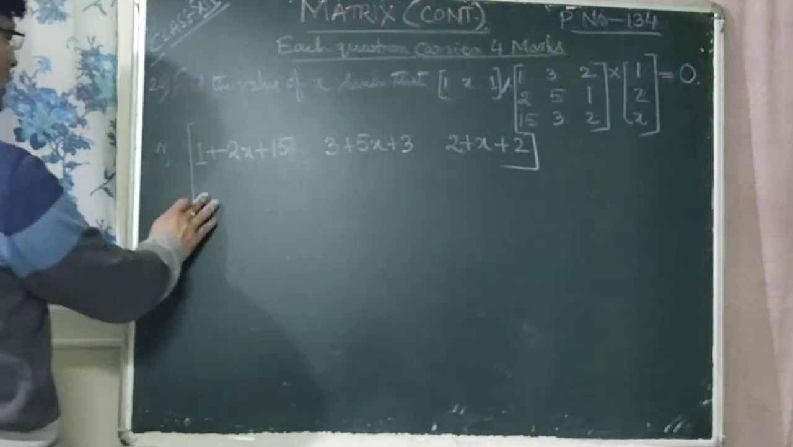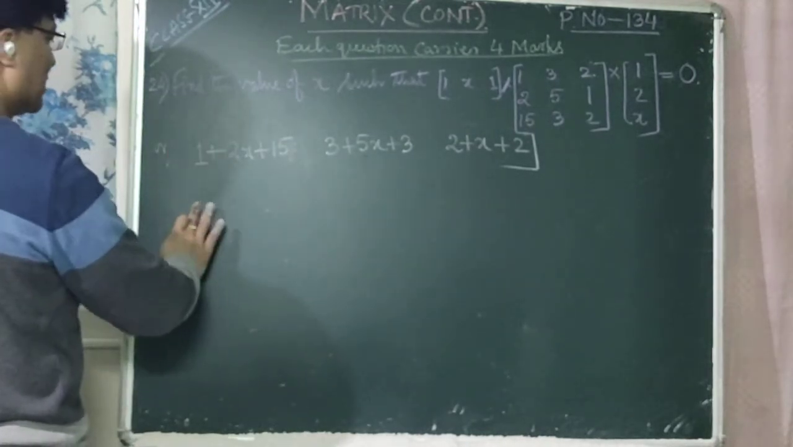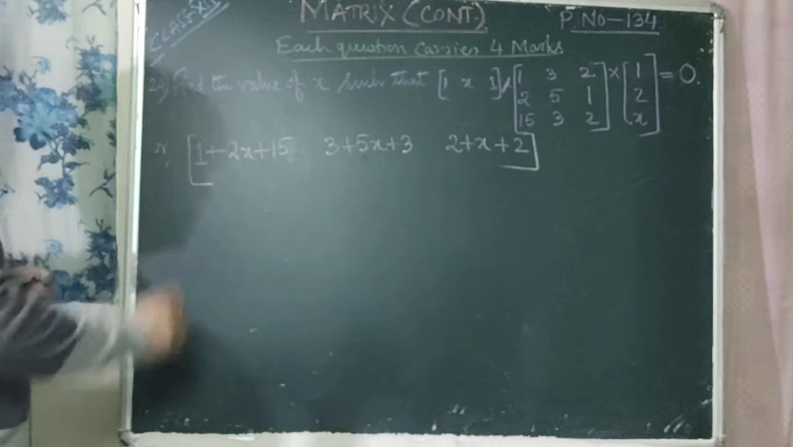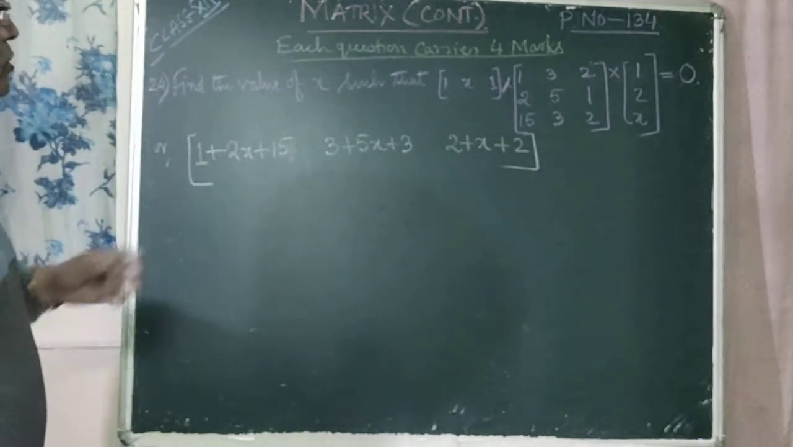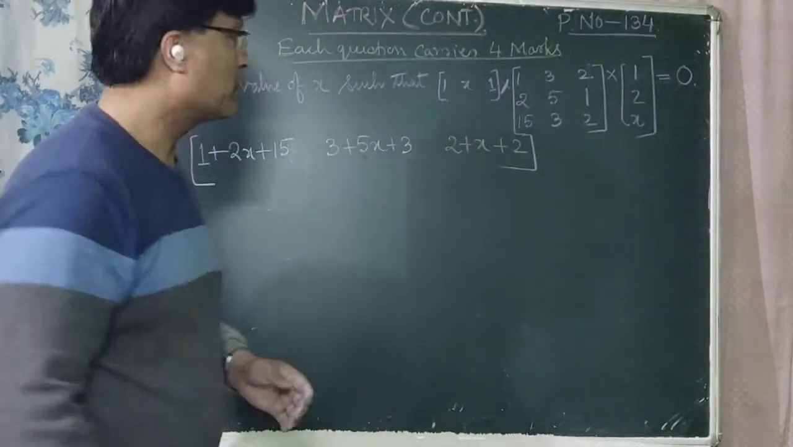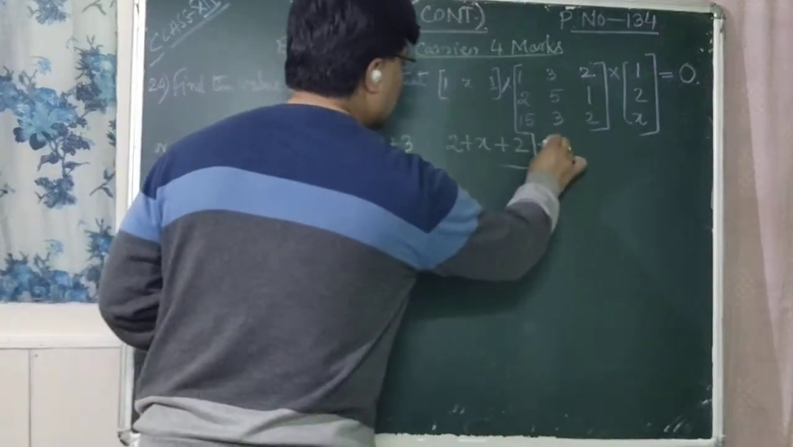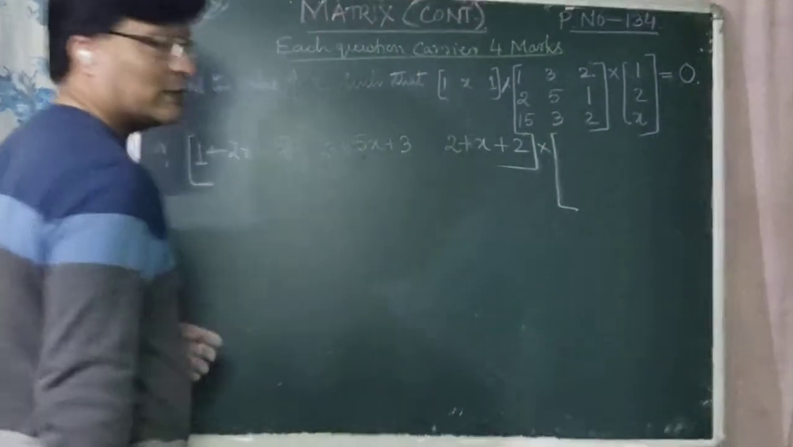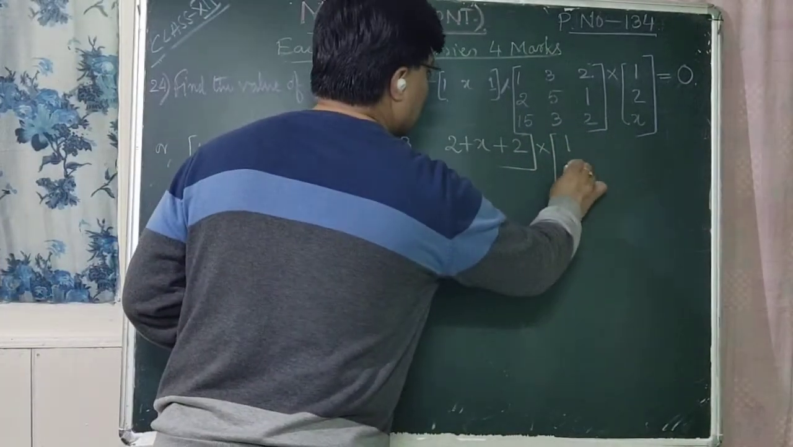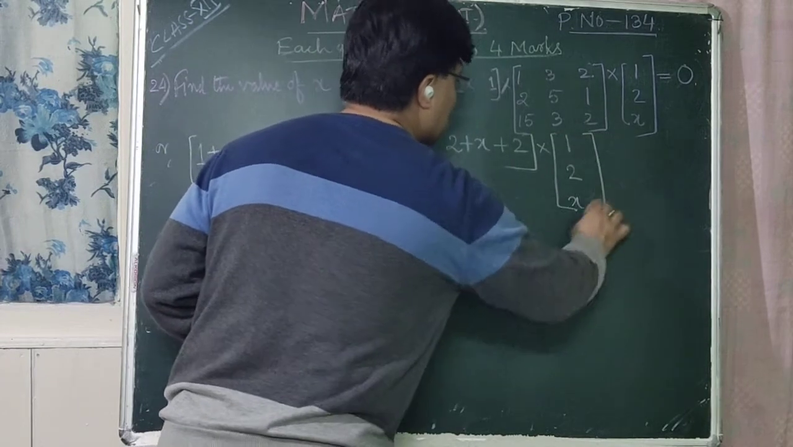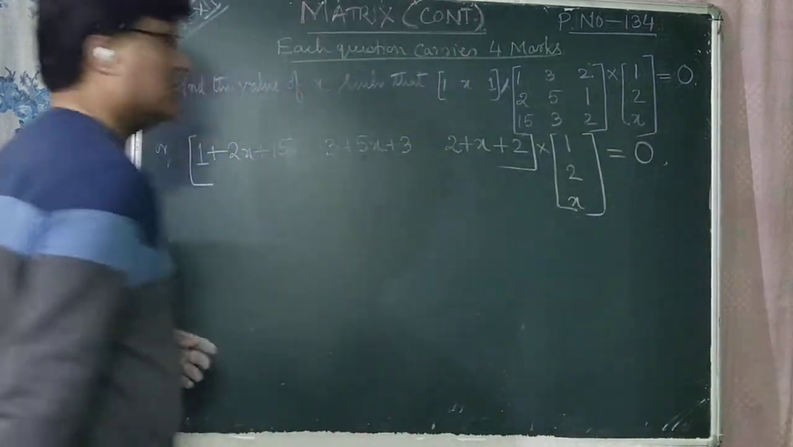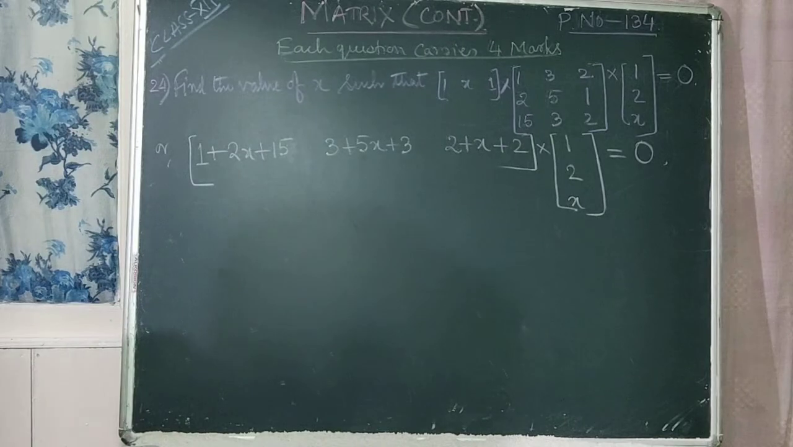So this is the only row, that is, this is known as the row matrix. Okay. So there is only one row. Then what is the third matrix? It is 1, 2, x, which is equal to what? It is 0, the null matrix.